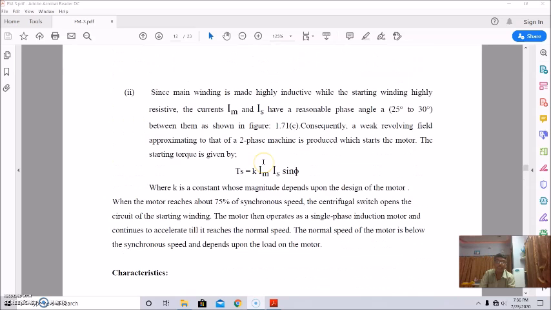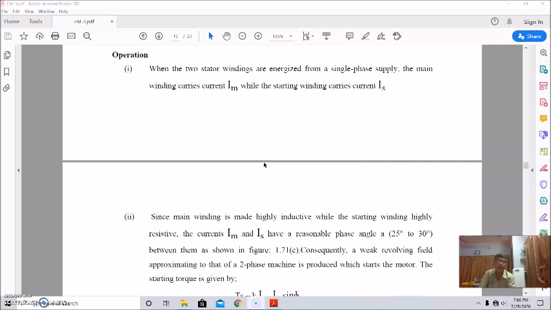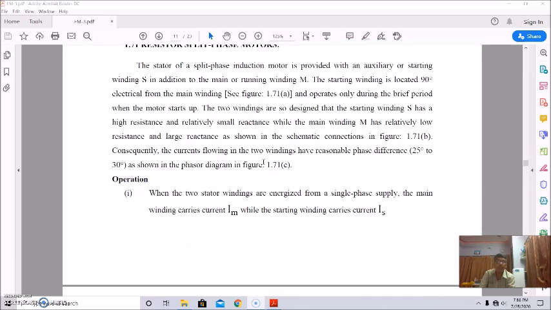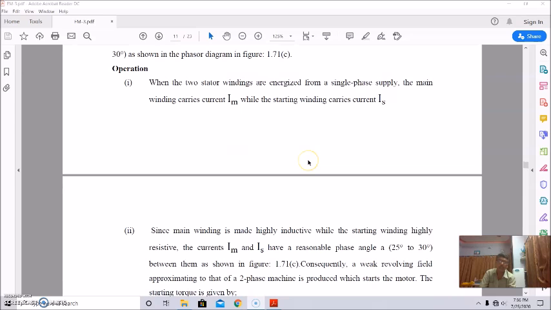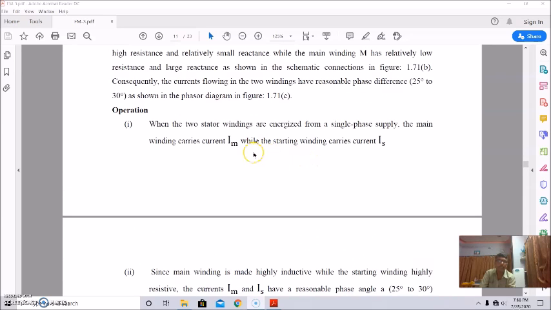The characteristics are like this: the starting winding has a high resistance and relatively small reactance, while the main winding has a relatively low resistance and large reactance. Okay, so that is also shown in figure B, and the currents flowing in the two windings have a reasonable phase difference, that is 25 degree to 30 degree.